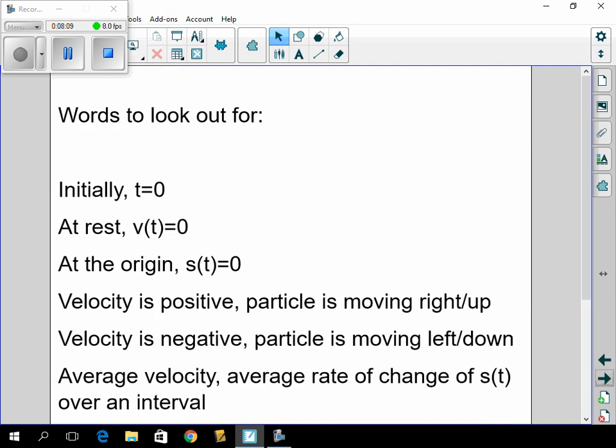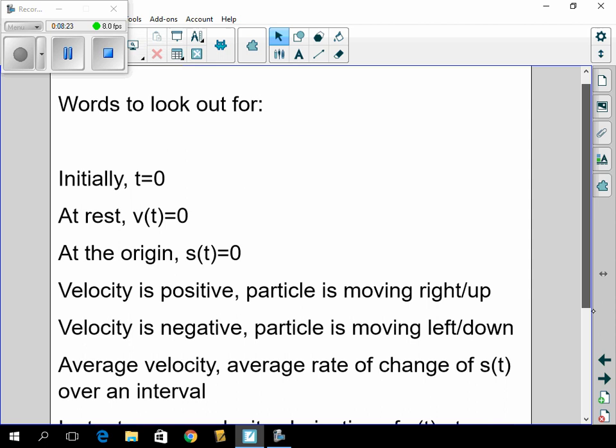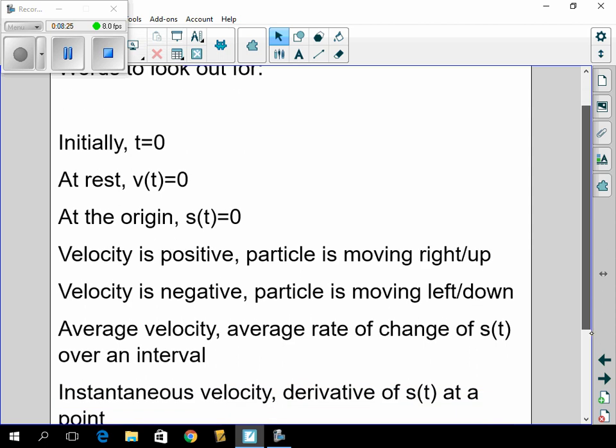So with particle motion, we have word problems. And so here are some things to look out for. If a problem has the word initially in it, we're looking for t equals 0. At rest, we're looking for where our velocity is equal to 0. At the origin, we're looking for where the position is 0.